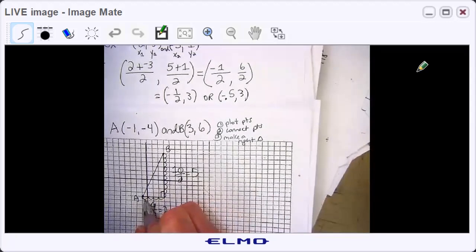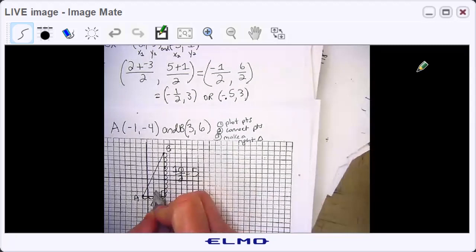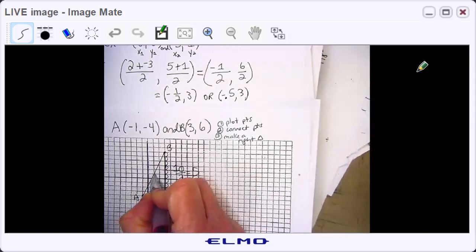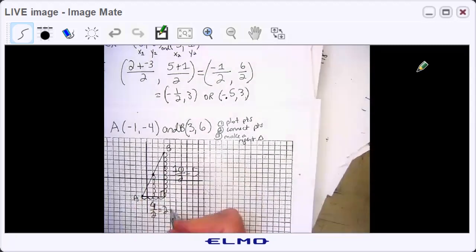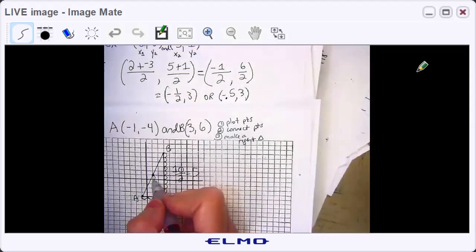Let's try it. 1, 2, then 1, 2, 3, 4. And you see it's right where I thought it would be. Visually, it looked like it would be about there, and it does work out.